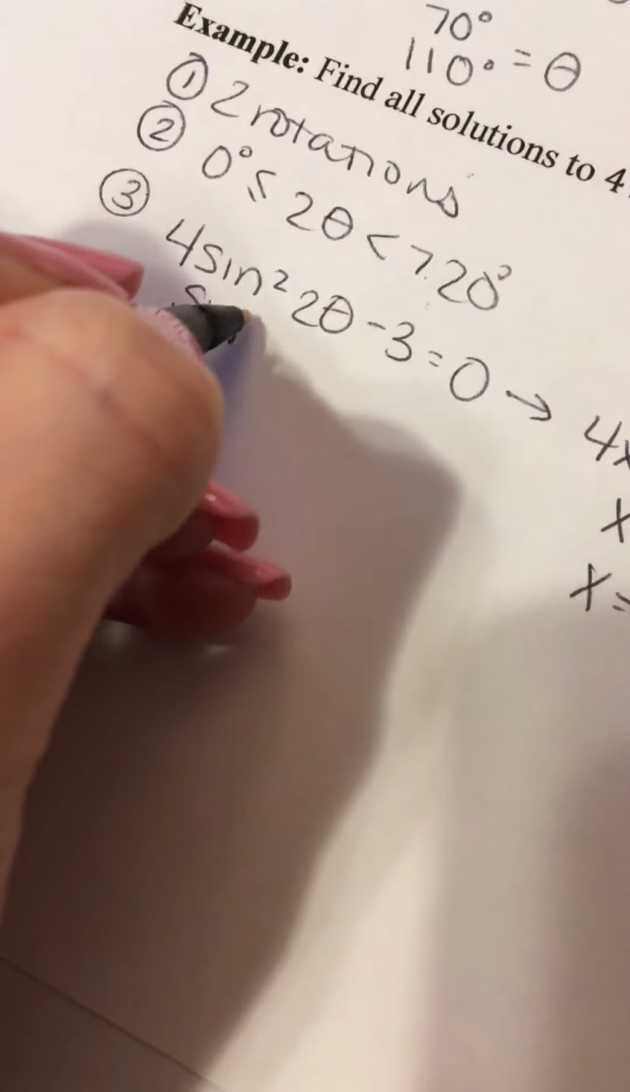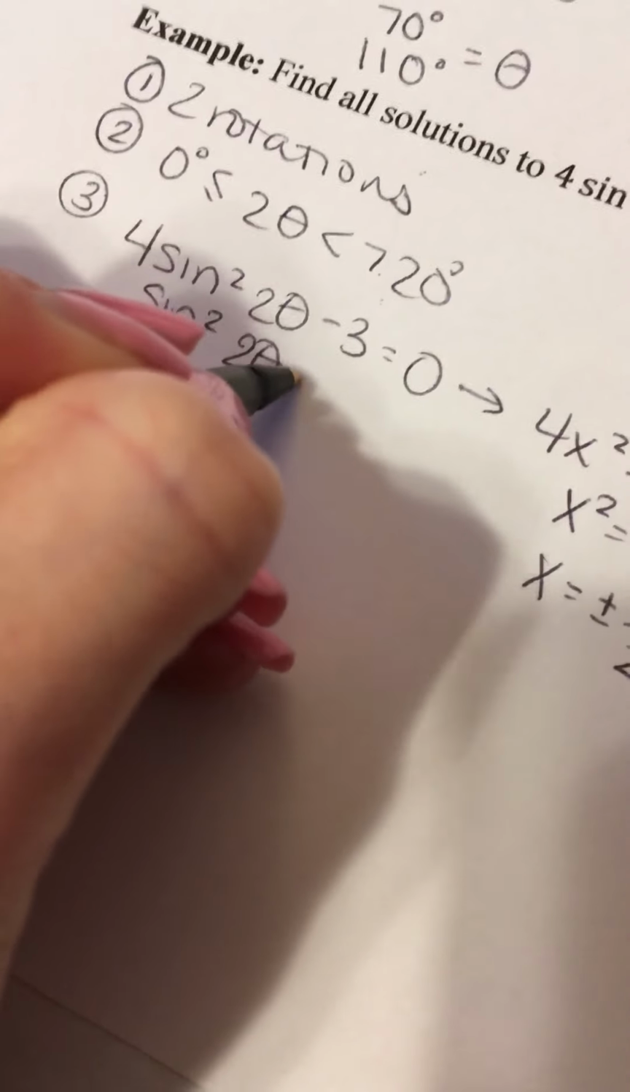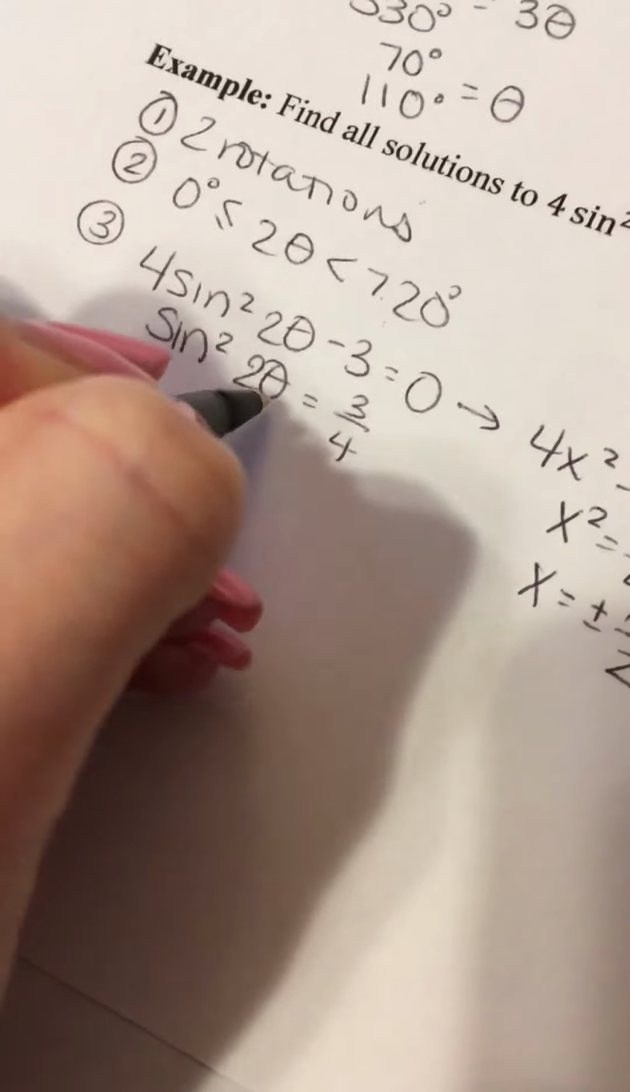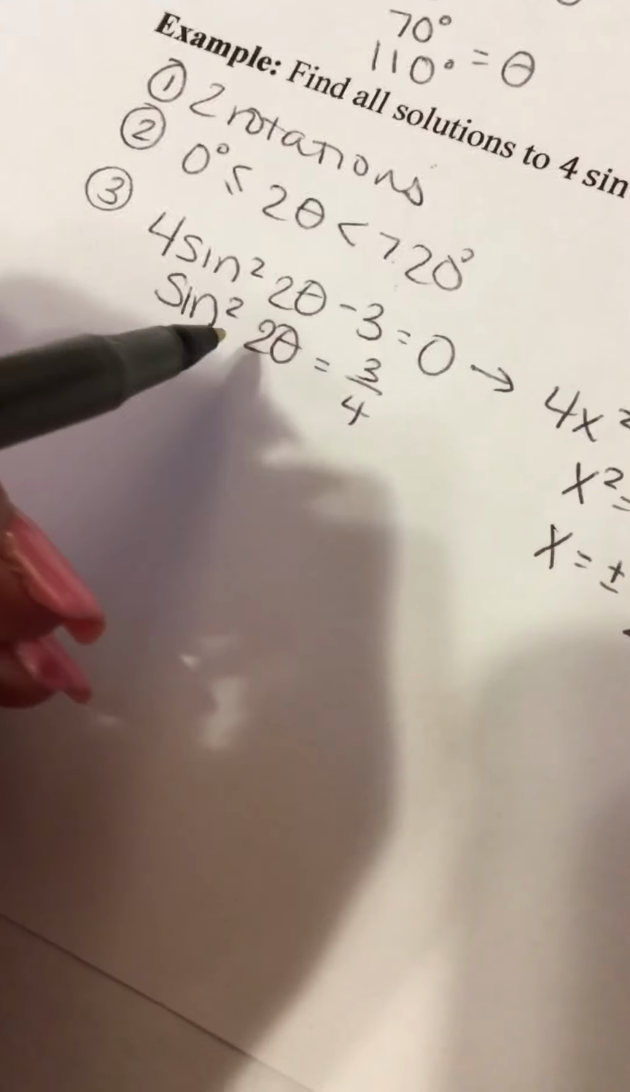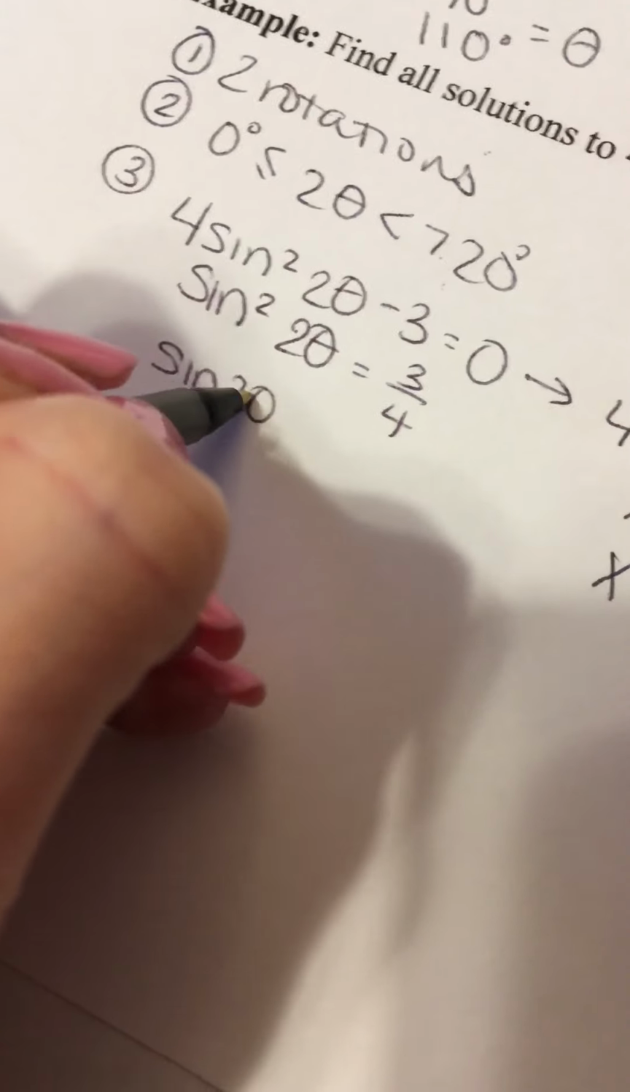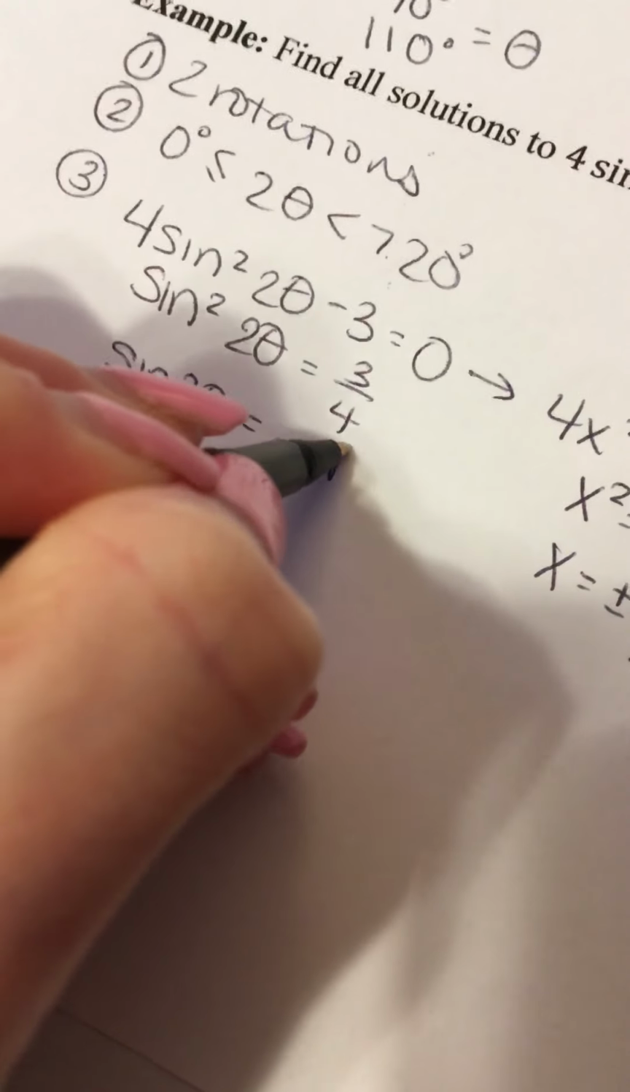So once again, I'm going to say sine squared 2 theta is equal to 3/4. We want the trig function by itself. That is the goal. All right, it's not a quadratic, so we want the trig function by itself. I'm going to take the square root of both sides. So I'm going to get plus or minus root 3 over 2. And there's your answer. Well, I say answer, but there it is. We're very close right now.